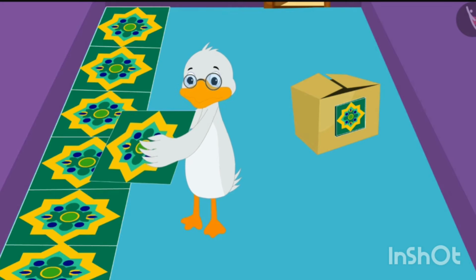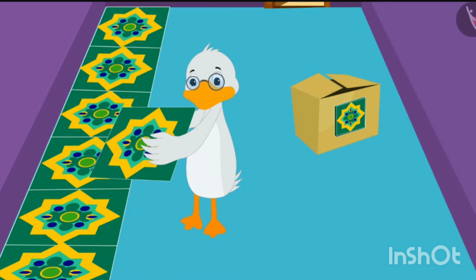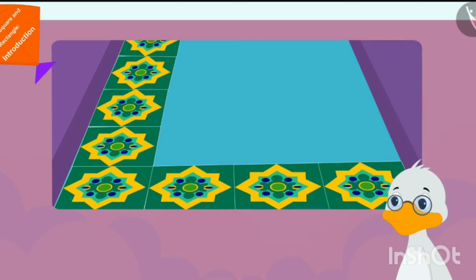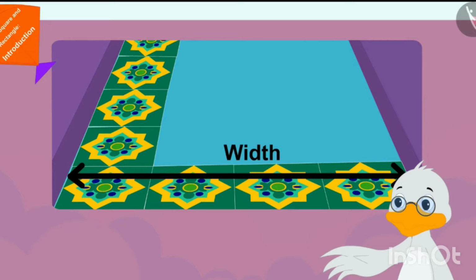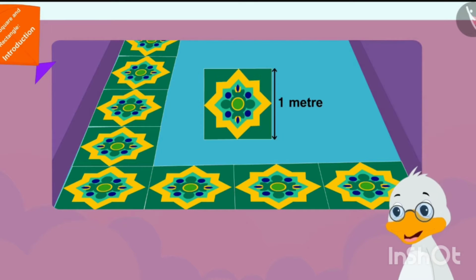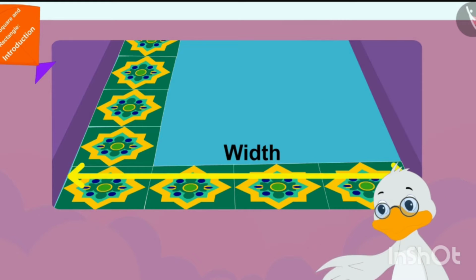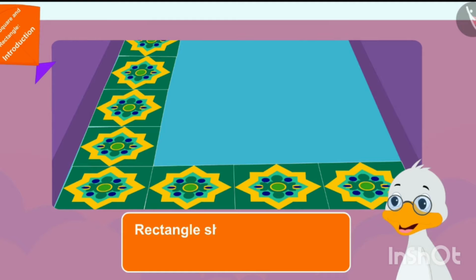Then Uncle started laying the tiles along the width of his rectangle-shaped floor. Uncle laid a total of 4 tiles along the width of his floor. There are a total of 4 one meter long tiles in the width of my floor. That means my rectangle-shaped floor has a width of 4 meters.